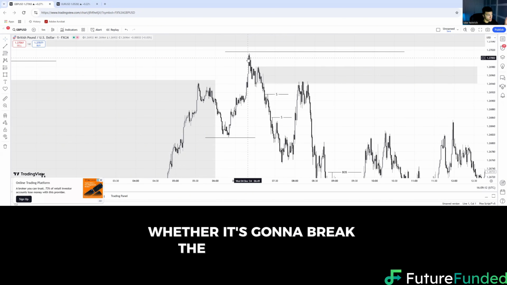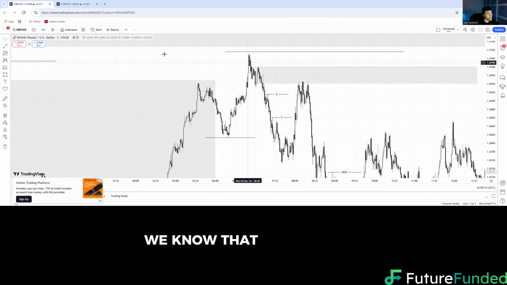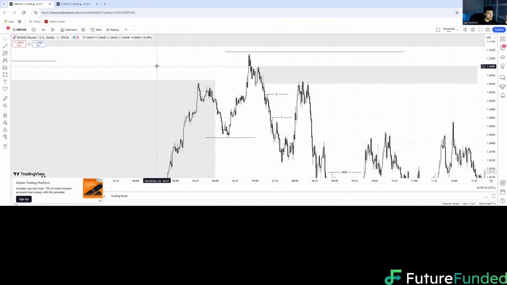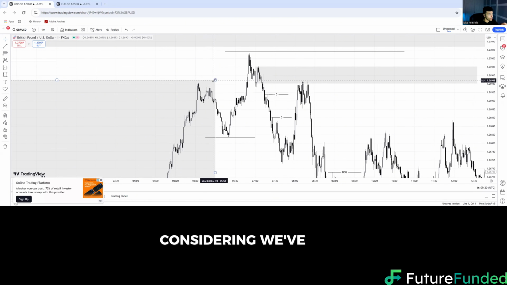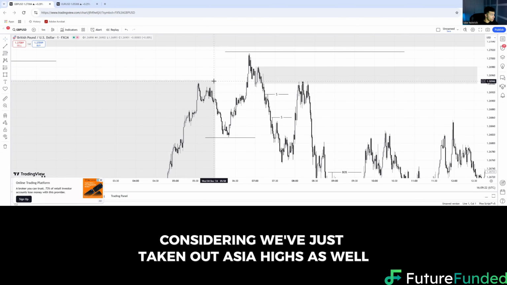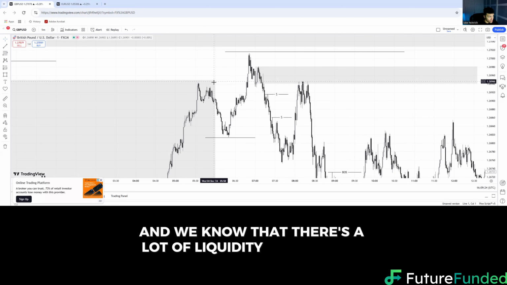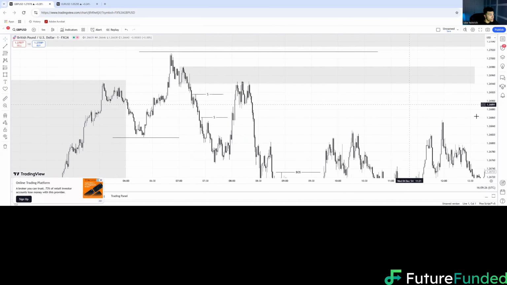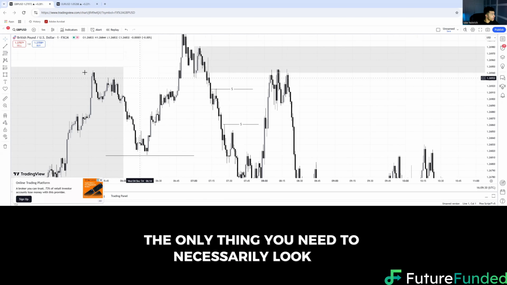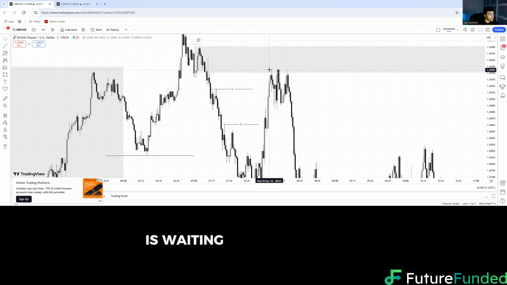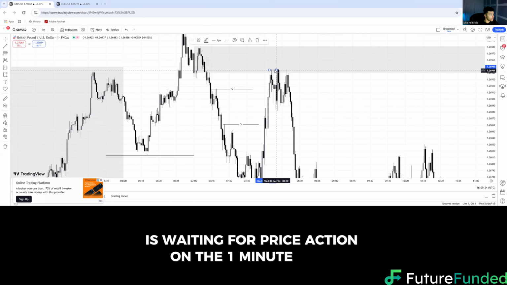Whether it's going to break the lows or not is irrelevant. We know that it swept the previous high, and now we've got a good chance of going to the downside, considering we've just taken out Asia highs as well. And we know that there's a lot of liquidity being taken as we speak. So once we get into this point, the only thing you need to necessarily look at is waiting for price action on the 1 minute.